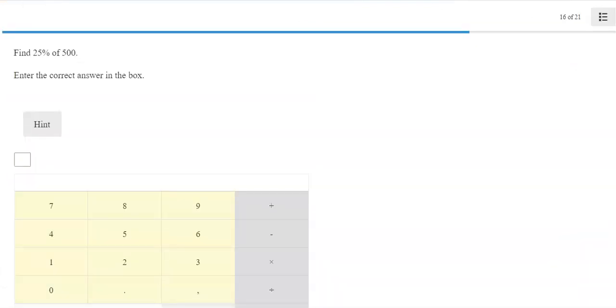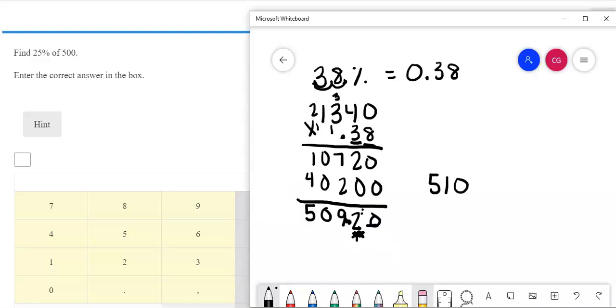16, which is 21 in your book. These next 6 questions are straightforward questions for you. You can do decimal, you can do fraction. I do not care which one you do.